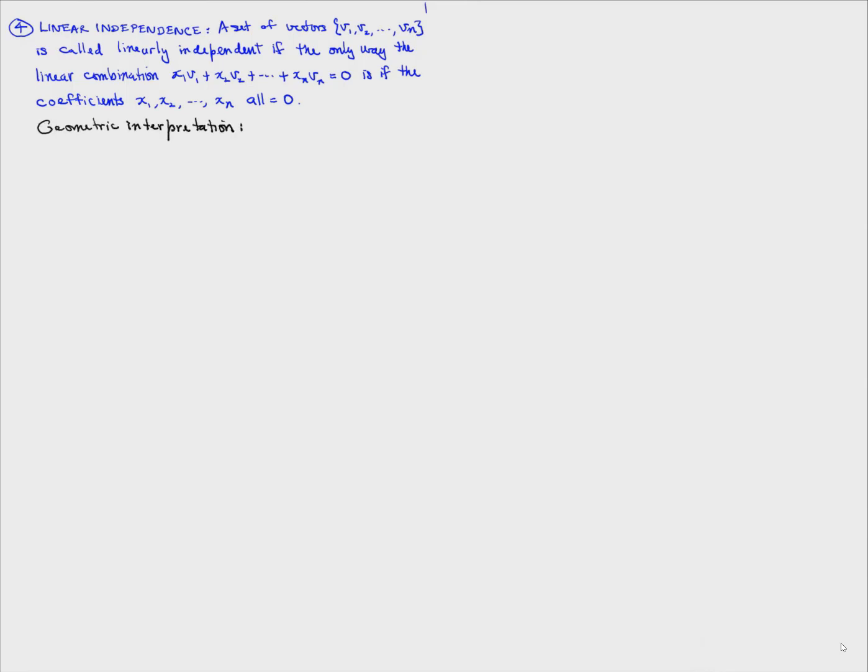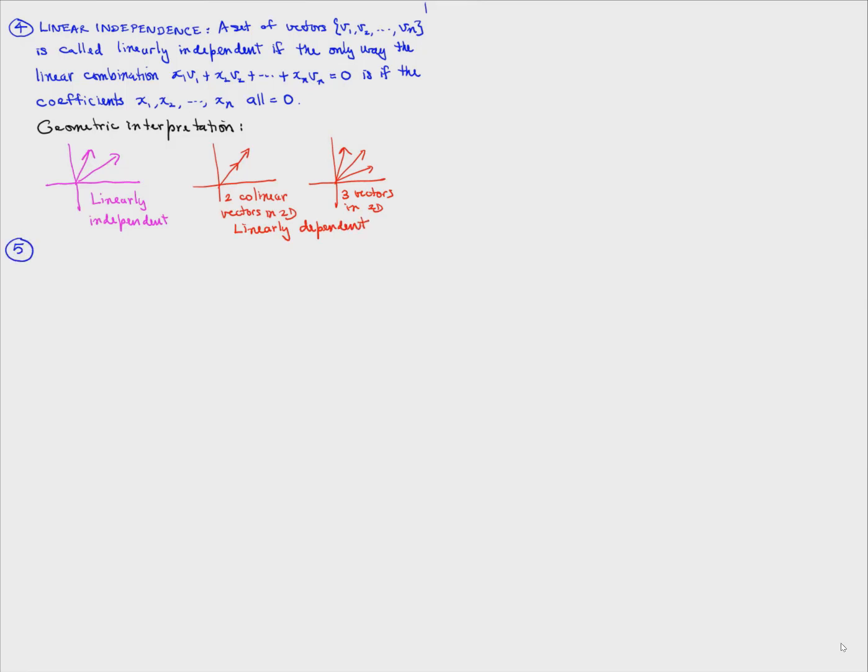So we look at two vectors in the plane. These two vectors are linearly independent because there is no way of combining them to produce 0 except by multiplying both of them by 0. On the other hand, these two collinear vectors can be combined to produce 0 by just scaling one and doing the negative of the other. Similarly, three vectors in 2D can be combined using non-zero coefficients to produce 0. So those are linearly dependent.